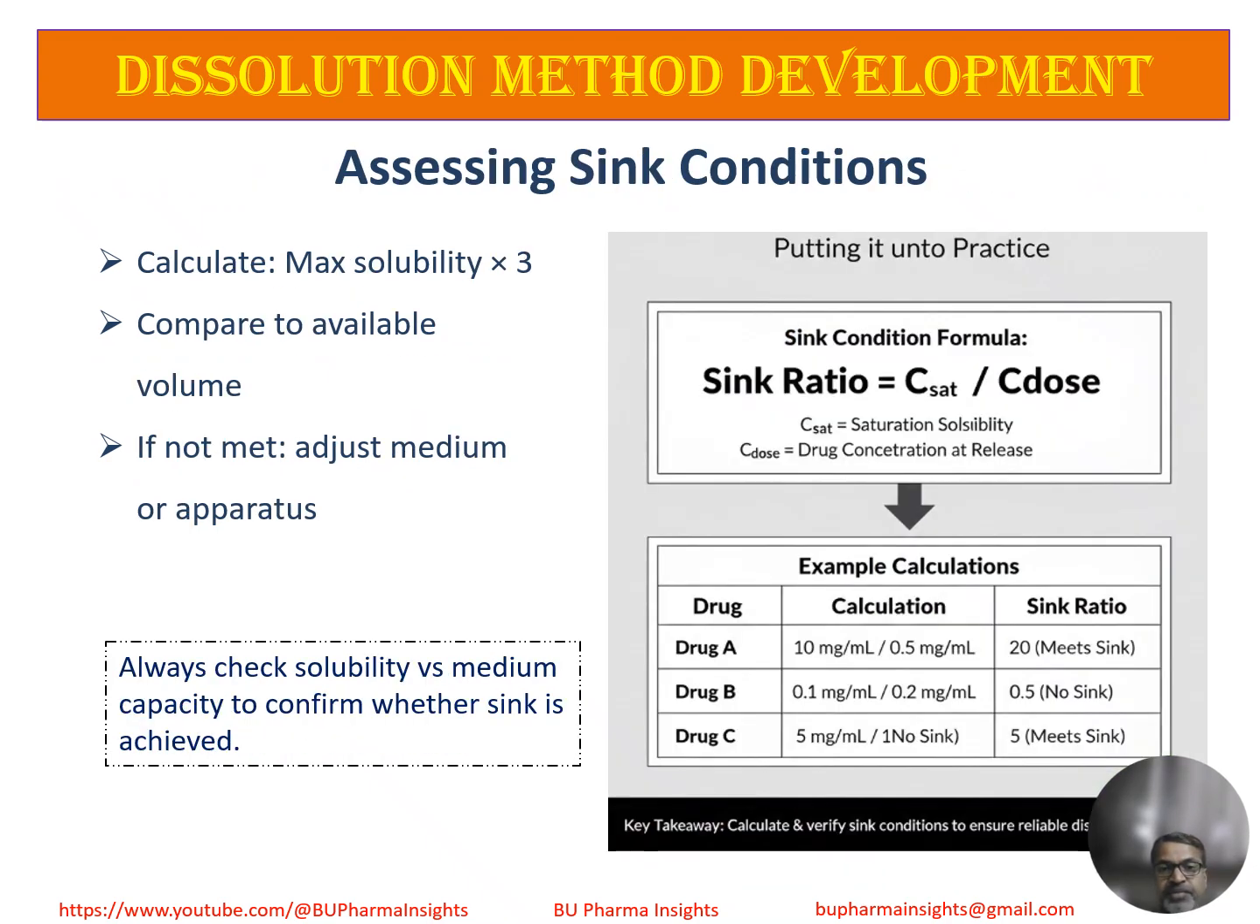Always start with solubility studies in all potential dissolution media. Then calculate sink conditions by checking whether the medium can dissolve at least 3 times the drug dose. Compare this requirement with the available volume. If sink conditions are not met, adjust the medium or select a different apparatus. All decisions must be clearly documented and scientifically justified for regulatory submissions.